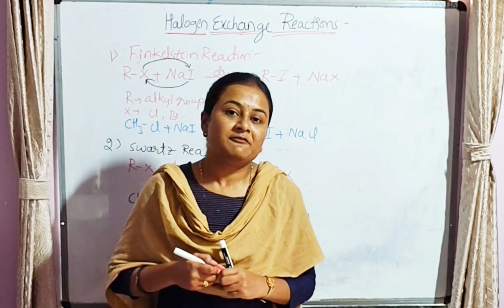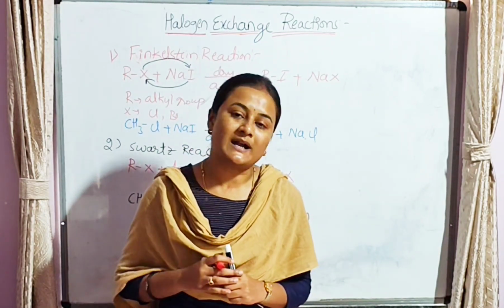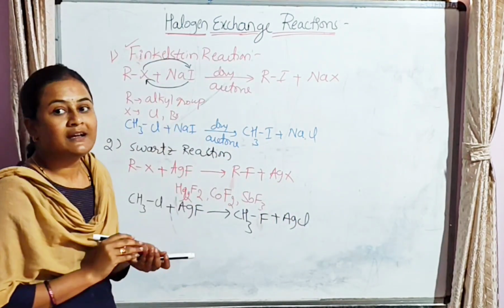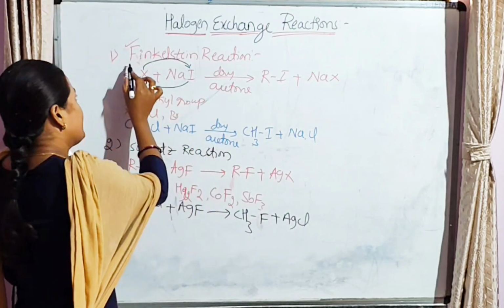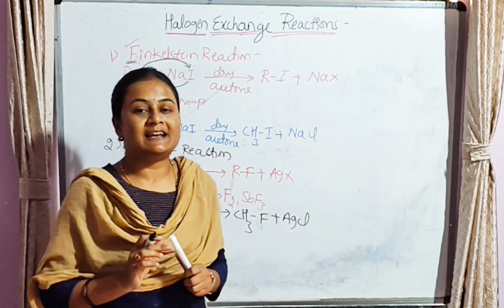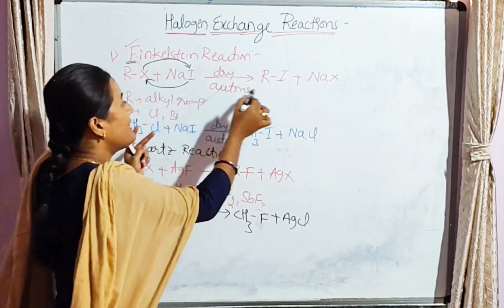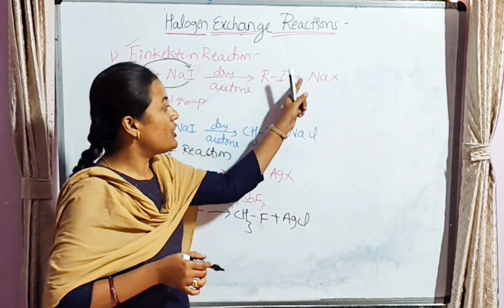Now, how to remember these halogen exchange reactions? Sometimes in the exam they ask for the Finkelstein reaction, you write the Swarts reaction. They ask to name this reaction, you write the Swarts reaction. How to remember is, see here, the name. The first name is Finkelstein reaction. In the name, the letter F is there. Therefore, in the reaction, there is no F.